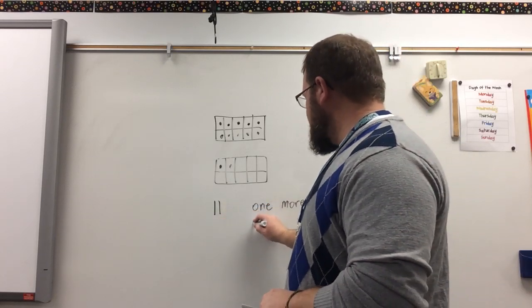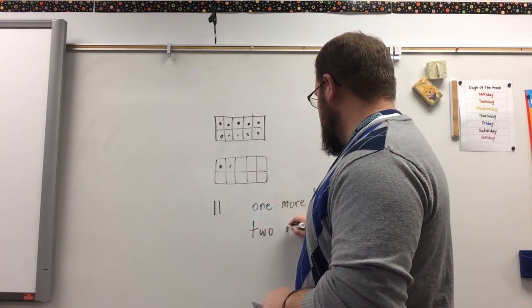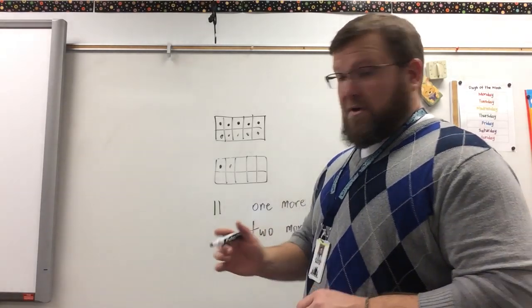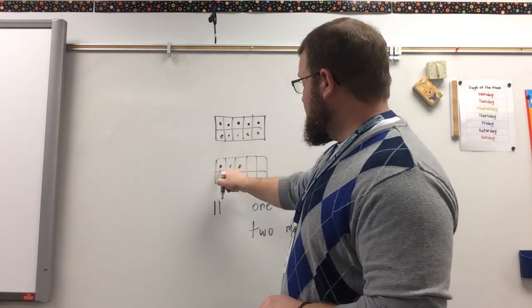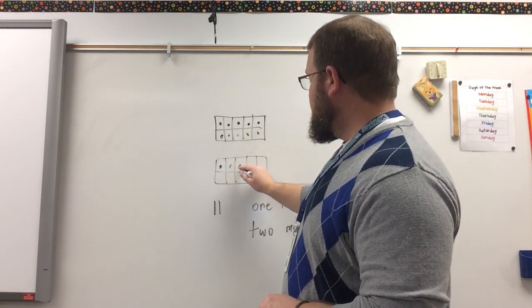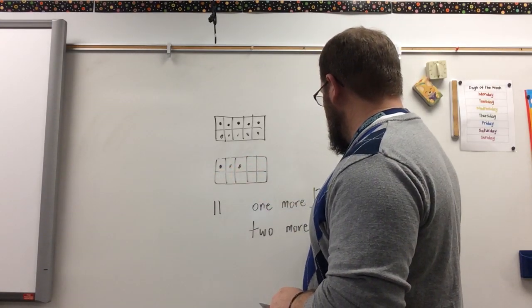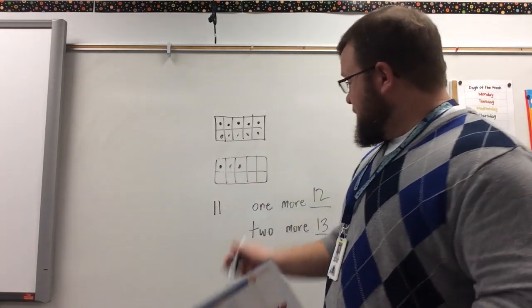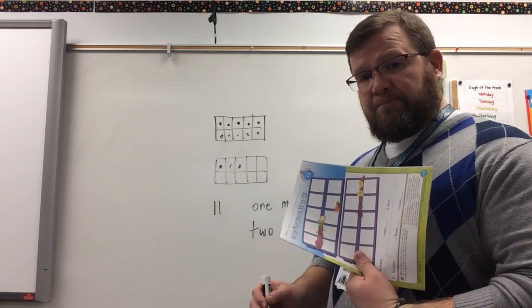And then if I said, what's two more than 11? That's right. You'd put just another dot, because this was 11. This dot made 11, and then we had two more, and it made 13. Okay? So use that for number 1 on the front.